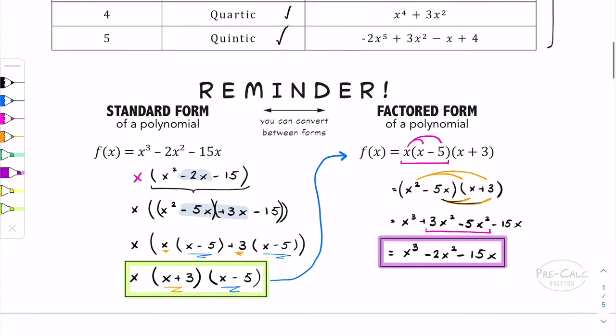And you can see for that second example I just did, I multiplied my factored form back to my original standard form. So you can easily convert between these two different forms, and you'll have to do that quite frequently when you are graphing polynomials. One of the biggest things with factored form is to just remember you multiply two factors at a time.